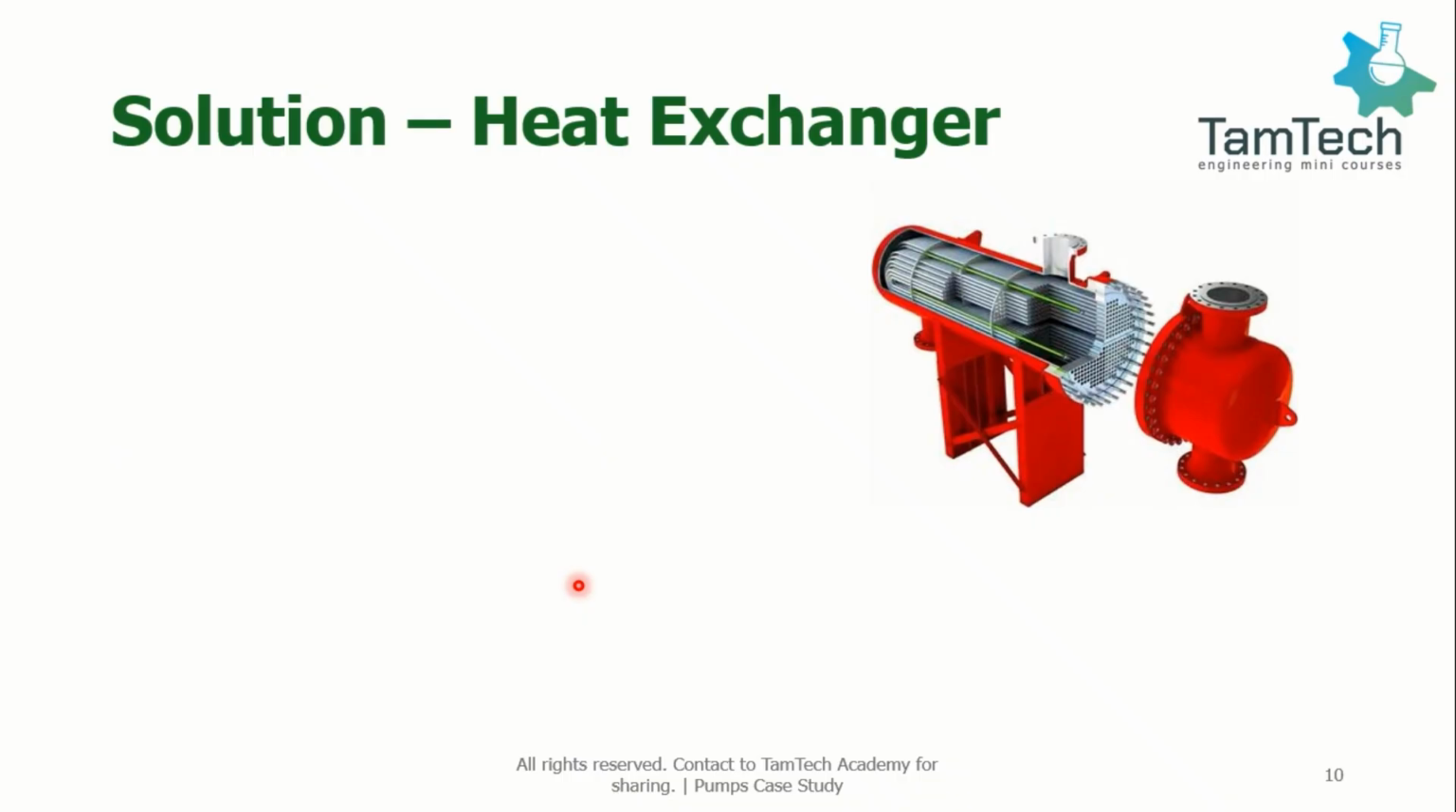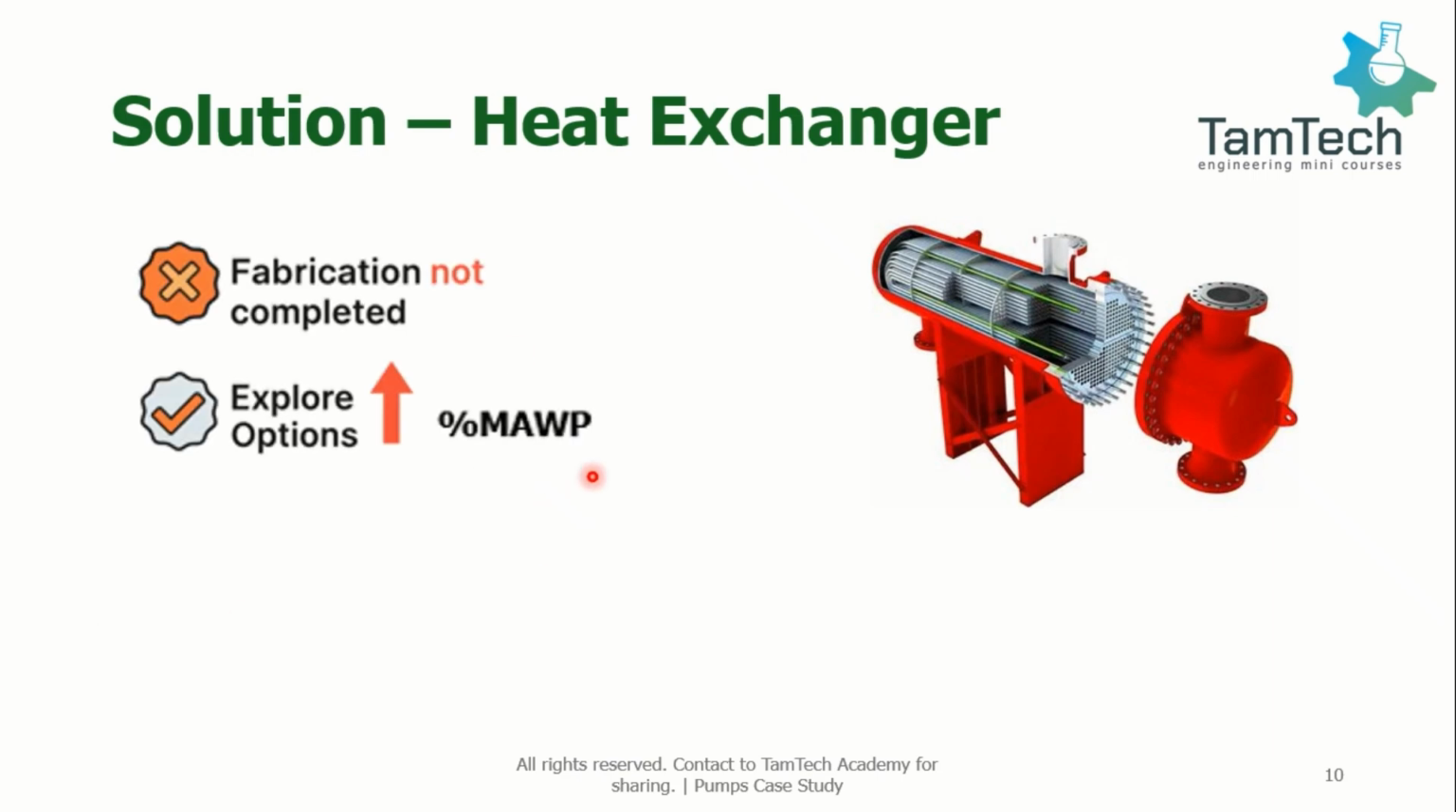The engineering team consulted the supplier of the heat exchanger. As fabrication of the exchanger was not yet completed, the team reached out to explore options for increasing the maximum allowable working pressure. The supplier offered a modification in the exchanger channel, which was the weakest point in the exchanger. After a cost-benefit analysis of the supplier-proposed modification, it was determined that upgrading the heat exchanger to handle the new shutoff pressure was the most cost-effective route.